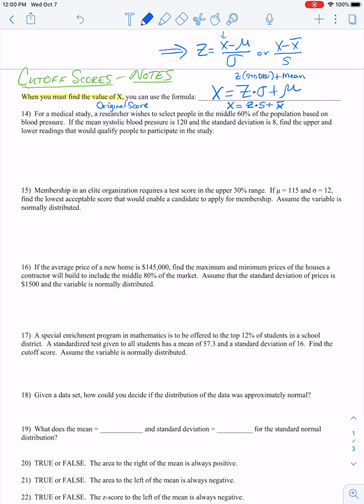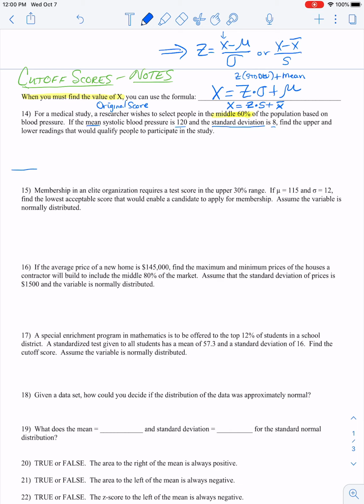For a medical study, a researcher wishes to select people in the middle 60% of the population based on blood pressure. If the mean blood pressure is 120 and the standard deviation is 8, find the upper and lower readings that would qualify people to participate in the study.